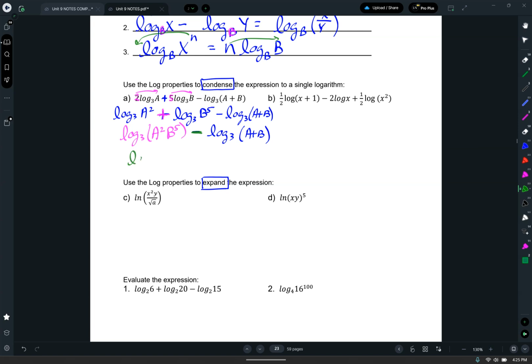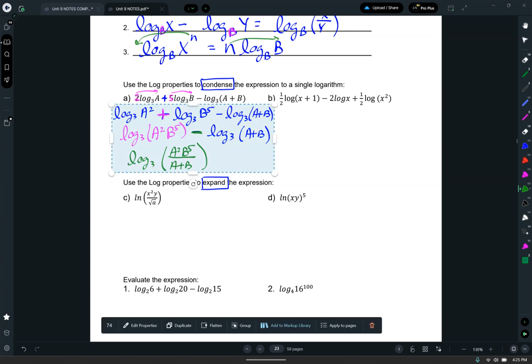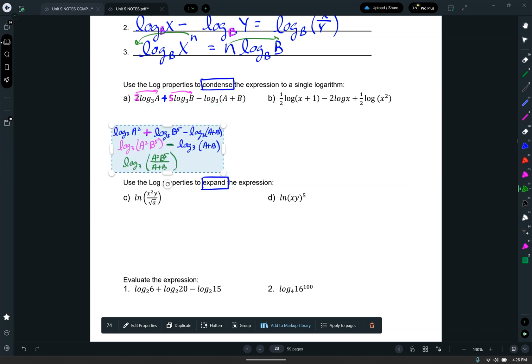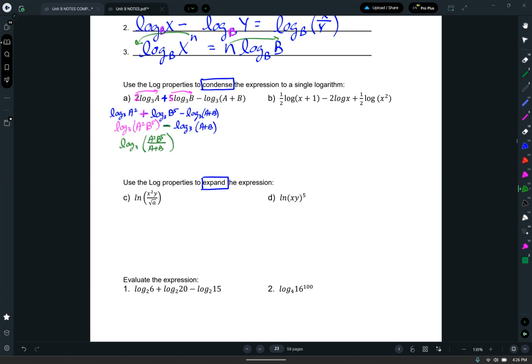So I'm going to have log base 3 of a squared b to the fifth all over a plus b. Okay, so I've simplified it all the way down to a single logarithm. I've condensed it. Okay, let's look at letter B.